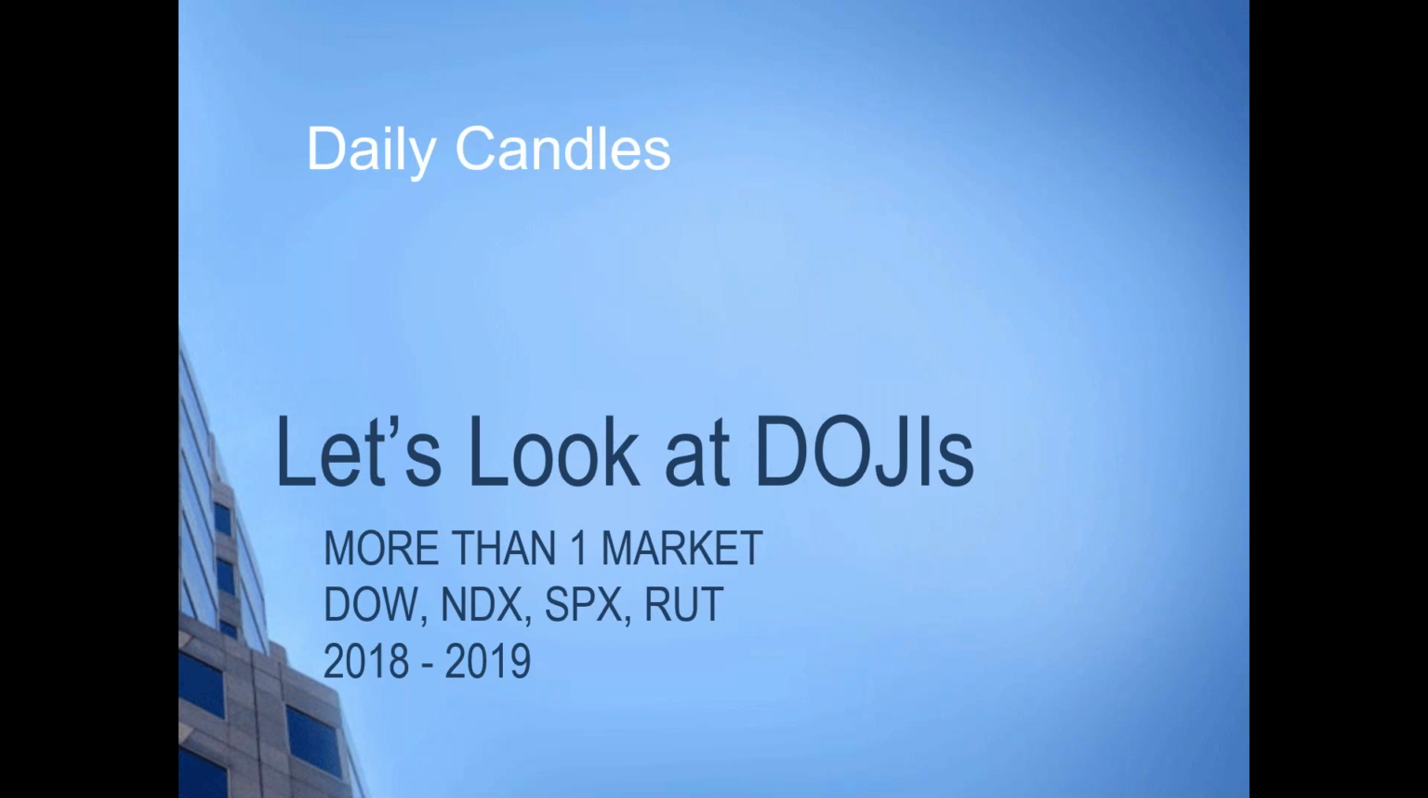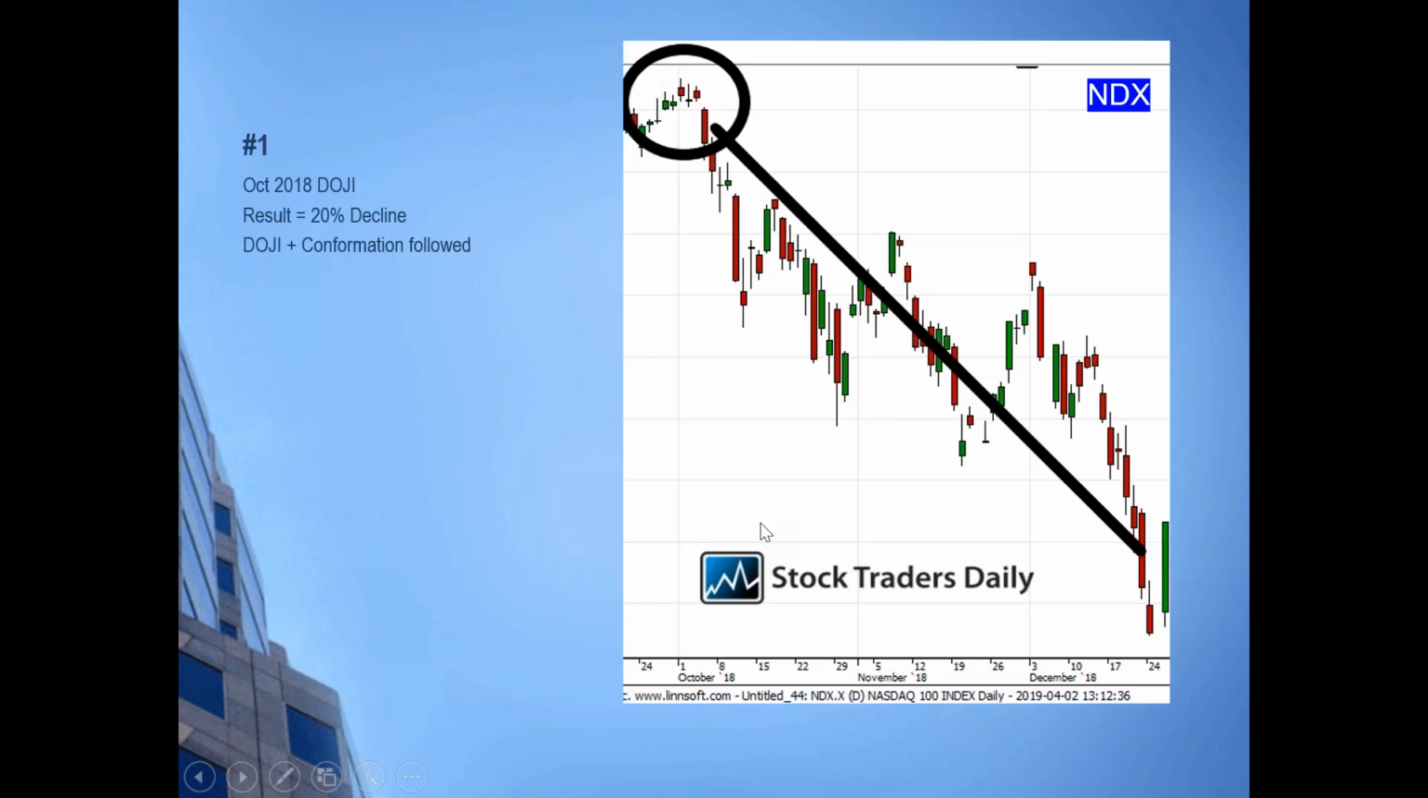I use the Dow, the NDX NASDAQ 100, the S&P 500, and the Russell 2000 for my reviews. And I write charts for 5 days, 20 days, and 6 months. For this particular observation, we're going to use daily candles in our chart observations, and we're going to take a look at what dojis look like in some of the other markets too. Again, we talked about this first doji in October, and a 20% decline followed.